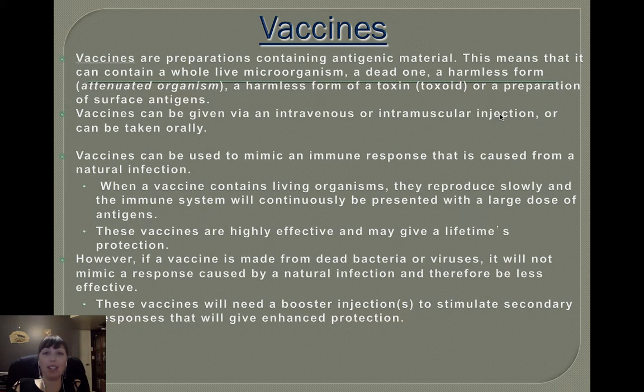So when a vaccine contains living organisms, they reproduce slowly and the immune system will continuously be presented with a large dose of antigens. These vaccines are highly effective and may give a lifetime's protection. But if a vaccine is made from dead bacteria or viruses, it will not mimic a response caused by a natural infection and is somewhat less effective. So these vaccines need booster injections to simulate secondary responses that will then give that person enhanced protection. Okay, we're all familiar with vaccinations and booster shots.